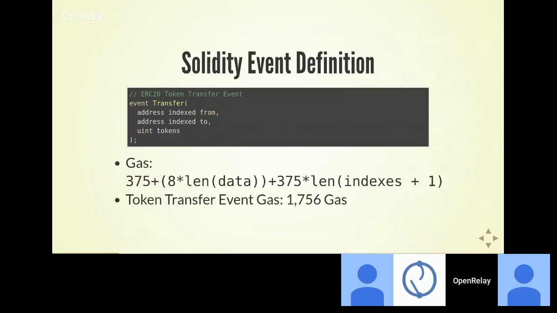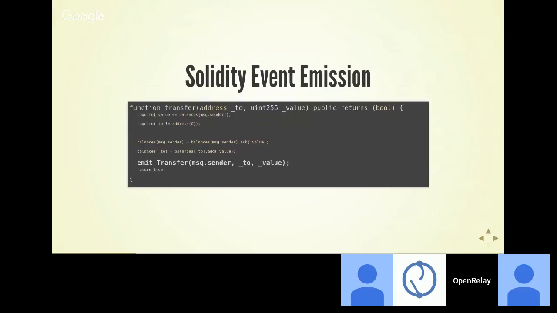By comparison, if you were storing a piece of data, that costs a minimum of 10,000 gas per 32-byte word of data. So to store the same 3 pieces of information, you'd be looking at least 30,000 gas, where it costs less than 2,000 gas to emit an event about it.